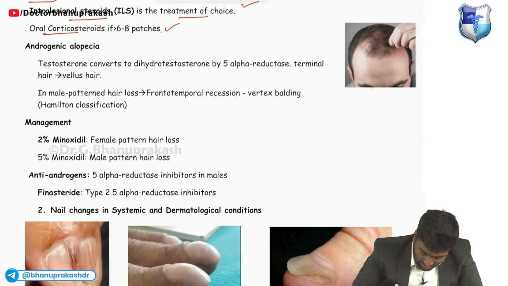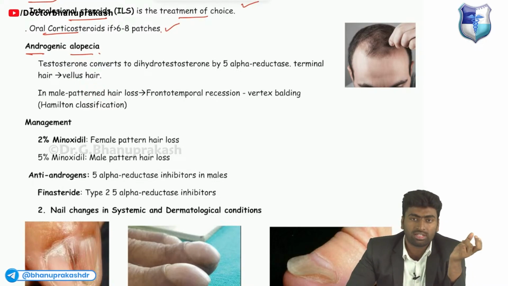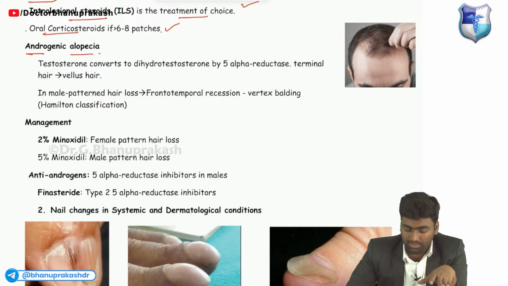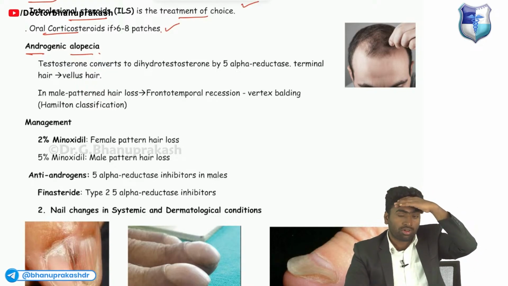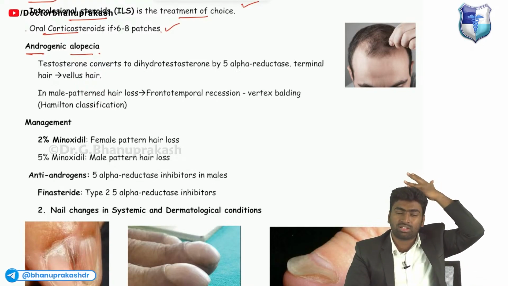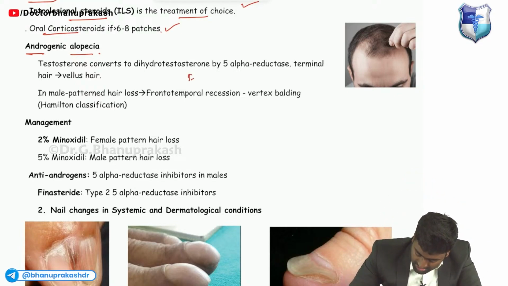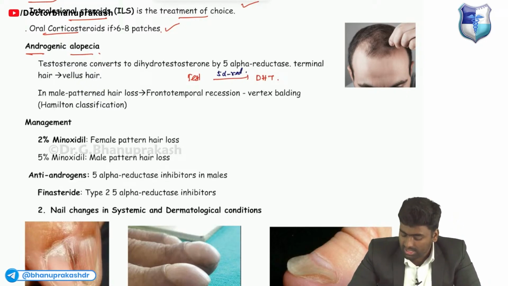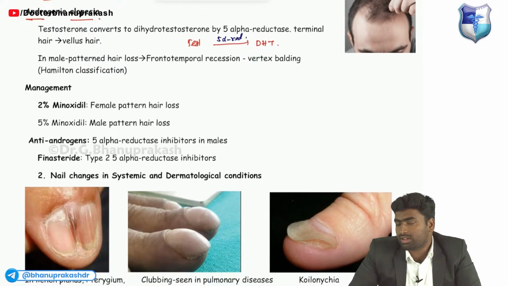Then about androgenic alopecia, it is due to hormonal changes. It is most common in males when compared to females. In males, the typical pattern is receding of the forehead, and the hair line keeps on going backwards. It is because of testosterone, which is converted into dihydrotestosterone by 5-alpha reductase, and this is responsible for the miniaturization of the hair. This is what causes androgenic alopecia.